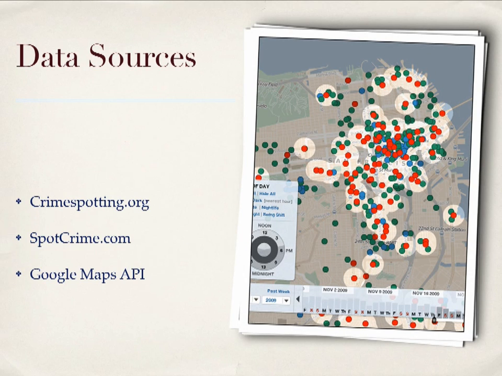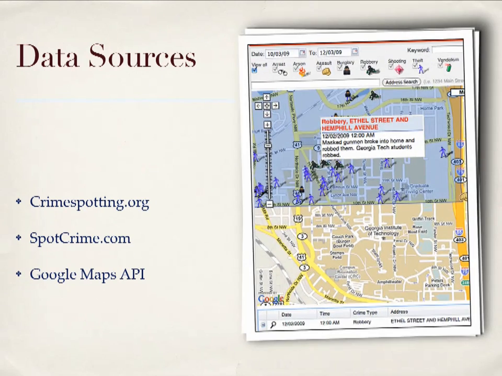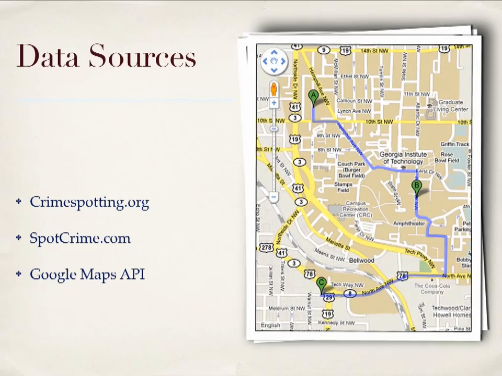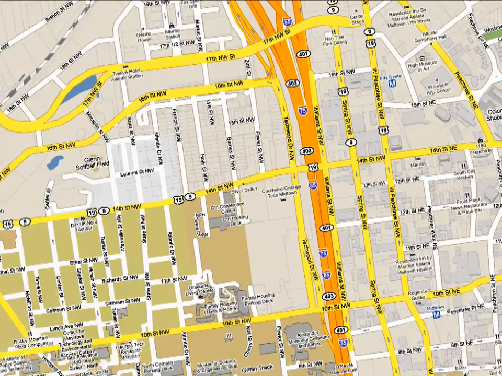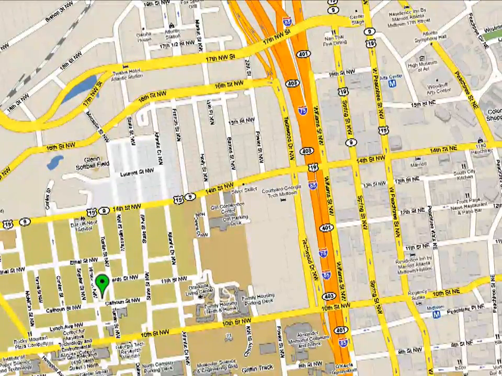Final Destination is a mobile application that gathers crime reports and map data from online sources to combine them. In this prototype implementation, we use crimespotting.org and spotcrime.com for up-to-date crime reports and Google Maps API for map data and route suggestions. Suppose we want to go from a house in Home Park to the Arts Center MARTA station at night. Google Maps probably would suggest this route.